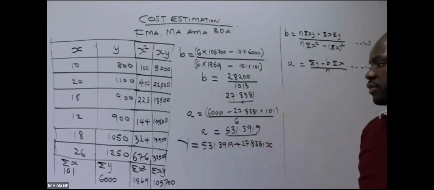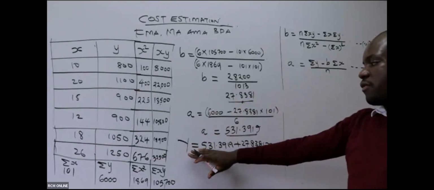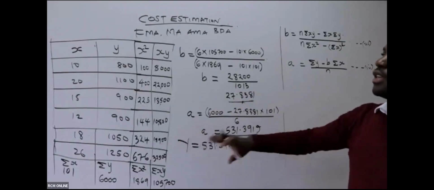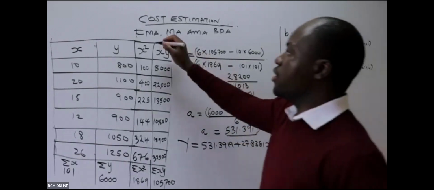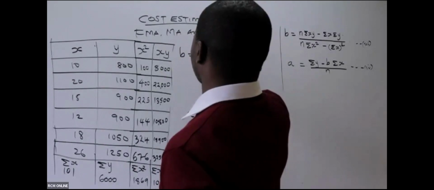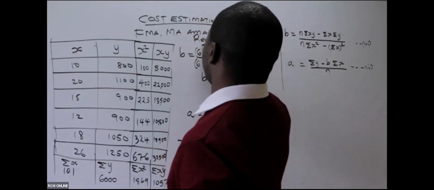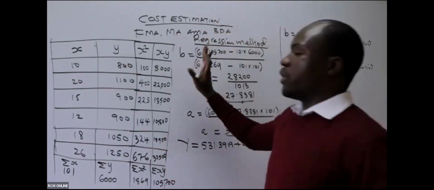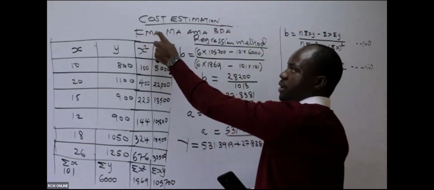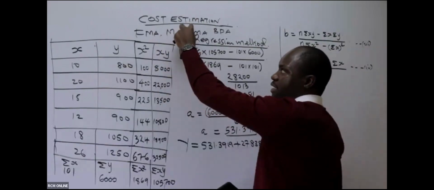And then of course we now finalize with getting the cost function in the form of Y equal to A plus BX. So this cost function is arrived at by using what we call the regression method. This is the procedure that we are going to follow for those who are doing financial management and fundamentals of management accounting, and partially advanced management accounting.